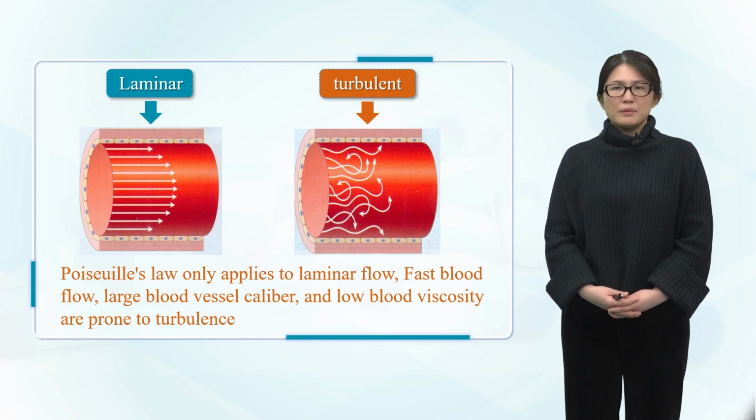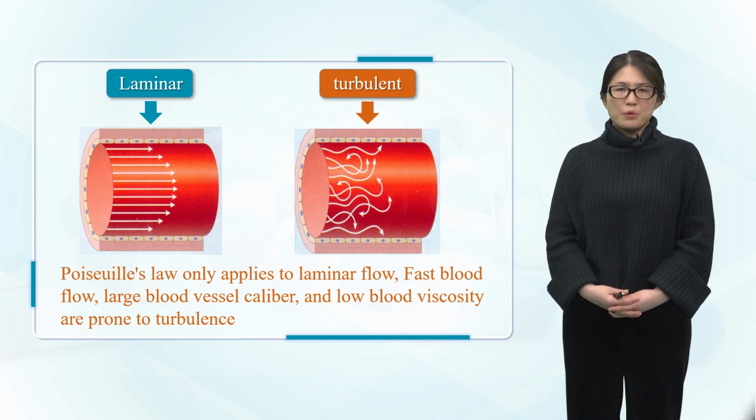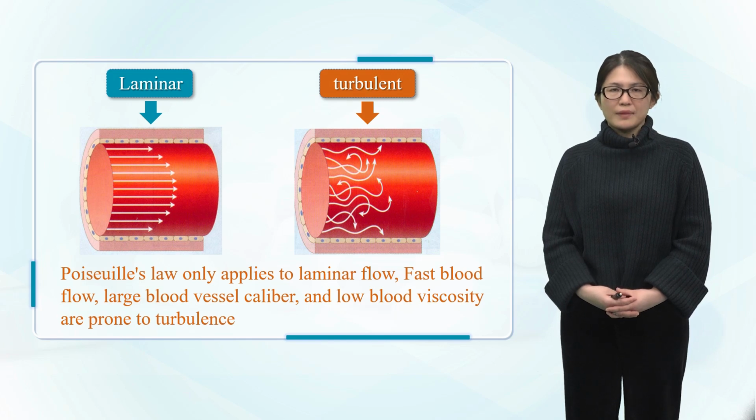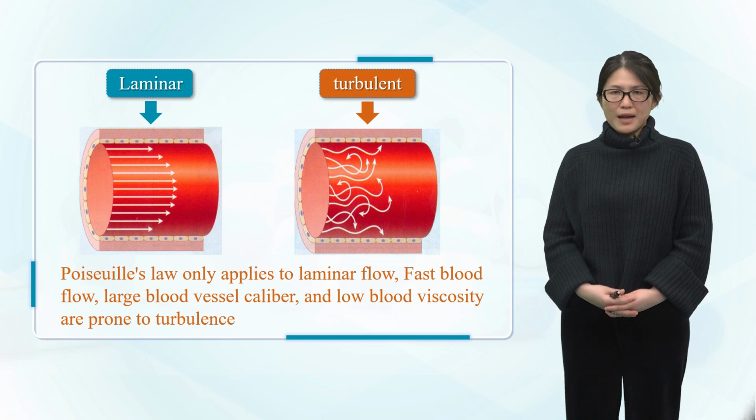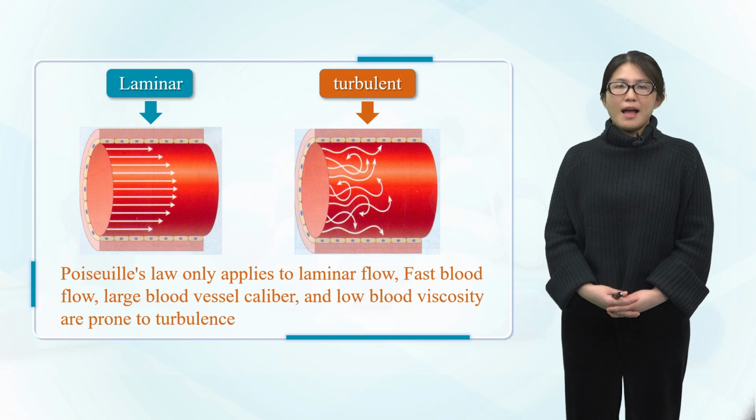However, when the blood flow speed accelerates to a certain degree, the laminar flow is destroyed. At this time, the flow direction of each particle in the blood is no longer consistent, and a vortex appears, which is called turbulence or vortex.